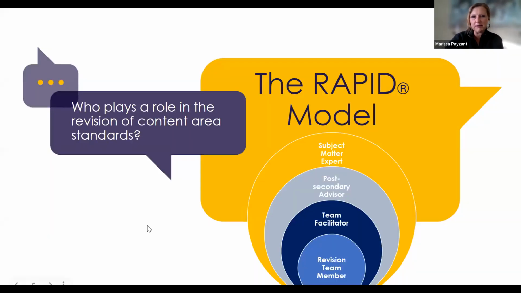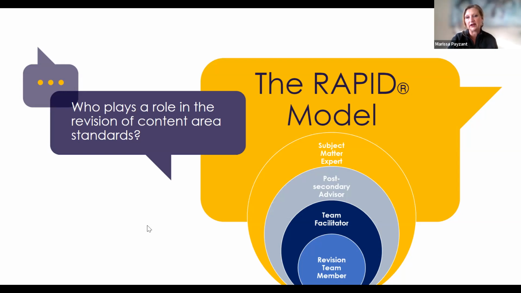All right, so you'll see this RAPID model. This is just a framework that a lot of states use in the arena of standards revision. We do utilize subject matter experts. These could be faculty at our post-secondary institutions. They provide resources, especially as it concerns some of the developmental aspects behind standards revision. So they might weigh in on what's developmentally appropriate in terms of the progression of math skills.